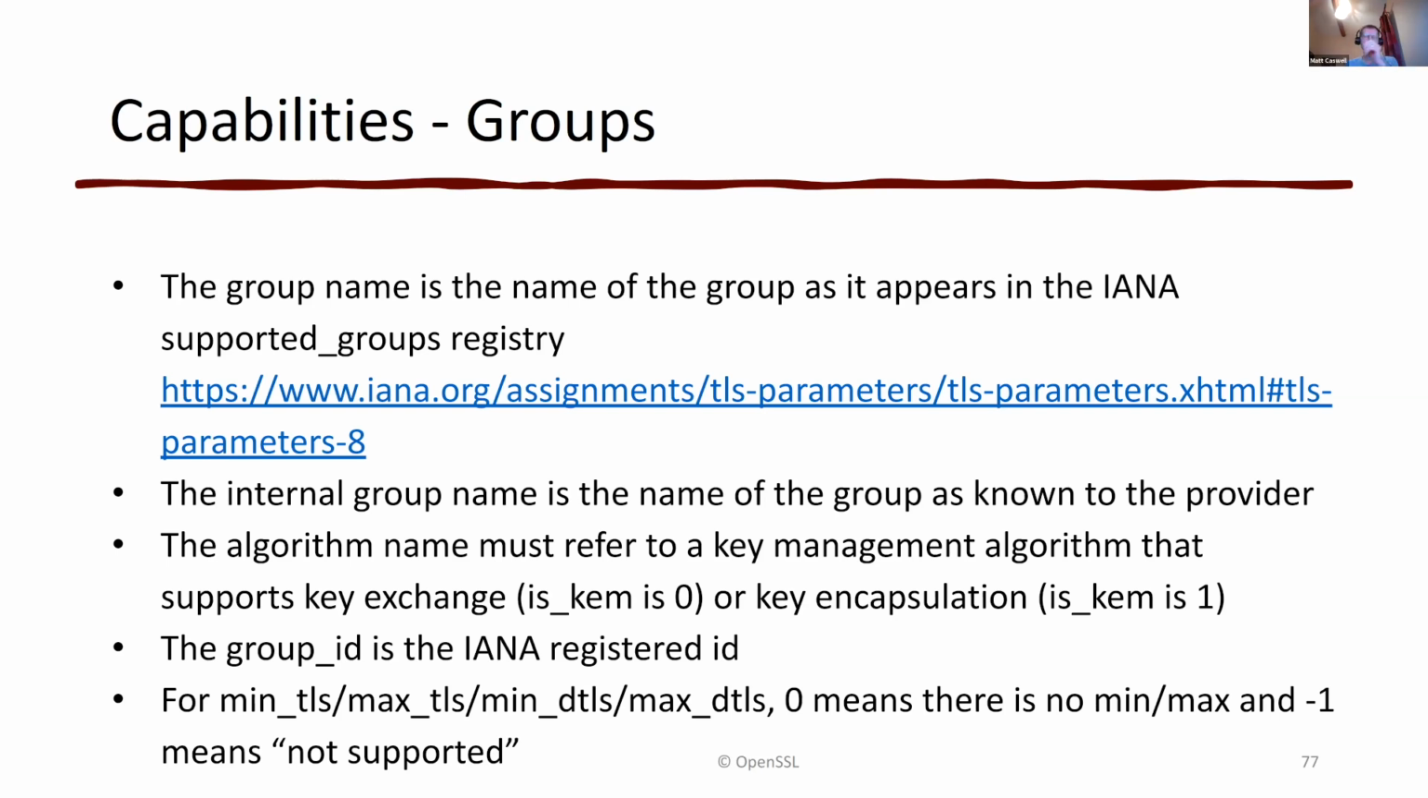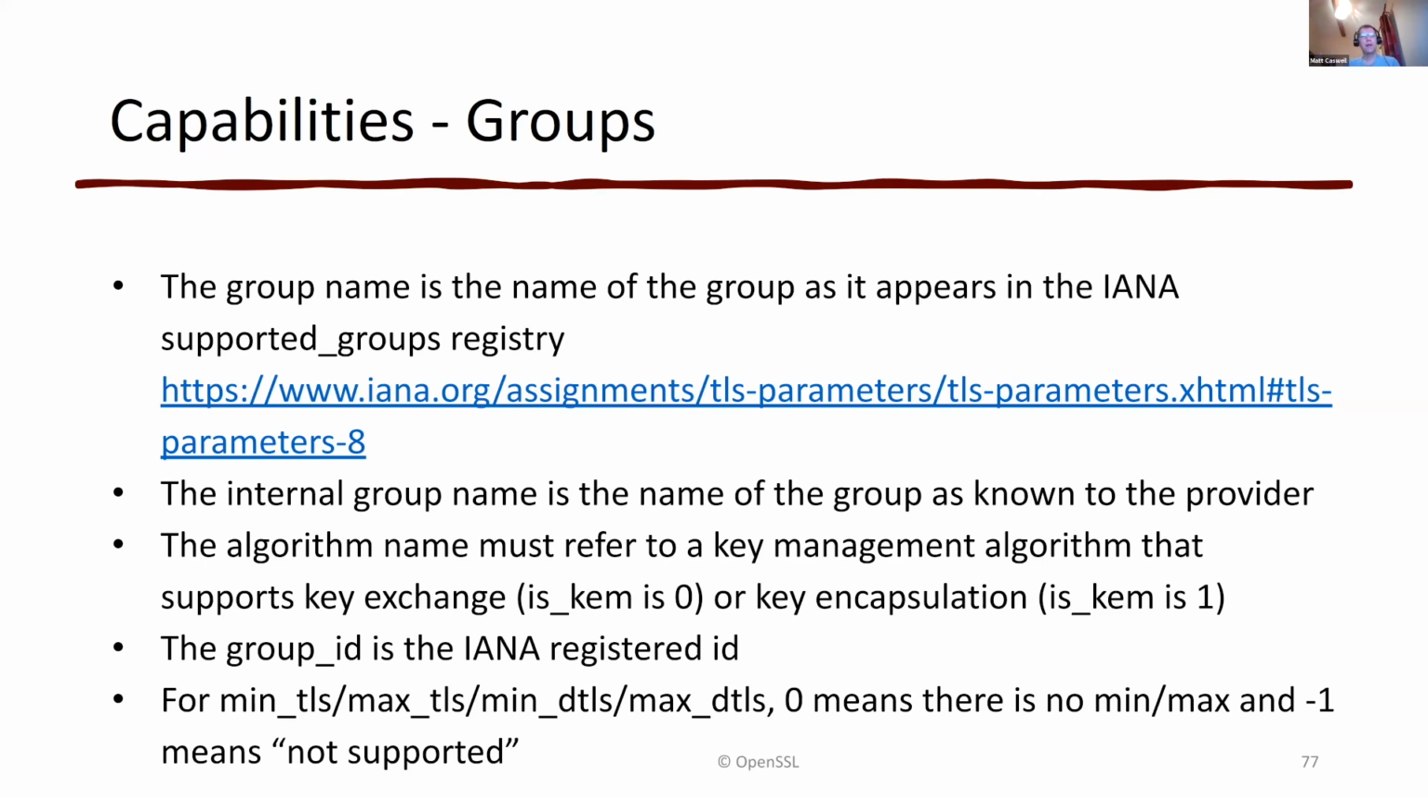For example, as I said earlier, that secp256r1 group, that's what it's known to IANA, but internally you might know it as P256. The algorithm name should be a key management algorithm that supports either key exchange or key encapsulation. Must support one of those two. The group ID you talked about, that's the code point.